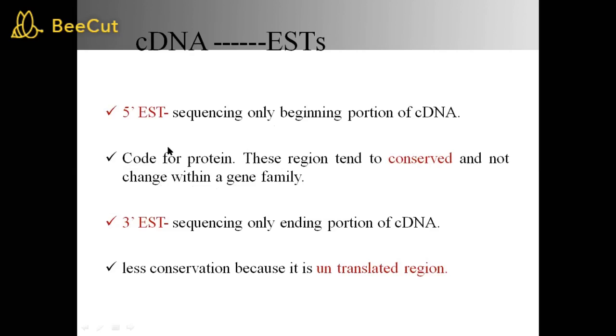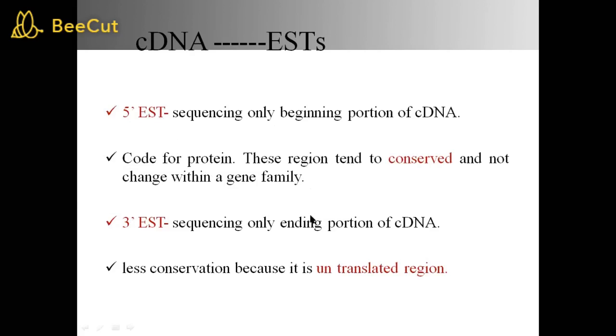Why do we sequence only this particular portion? Because this 5' EST codes for a protein, and this region will be conserved and will not change within a gene family.